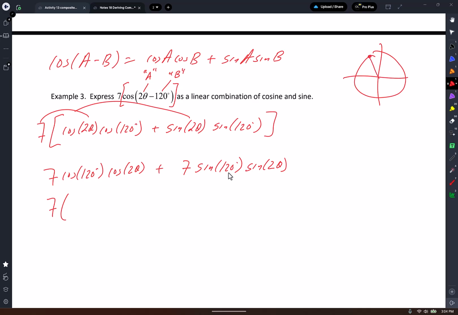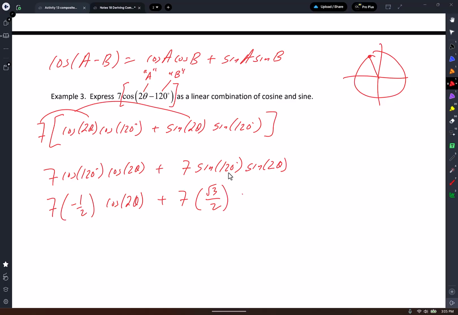It's 2 power 3, but what's the cosine of 120 degrees? The 2 power 3 is the radian of 120. Negative 1/2. Cosine 2 theta plus 7. What's sine of 120 degrees? Square root of 3 over 2.